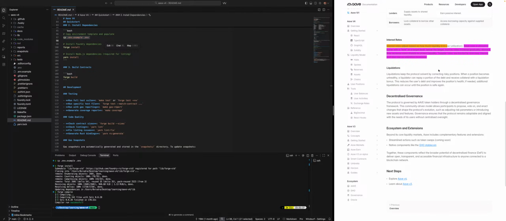And liquidations keep the protocol solvent by correcting risky positions. When a position becomes unhealthy, a liquidator can repay a portion of the debt and receive collateral with the liquidation bonus.